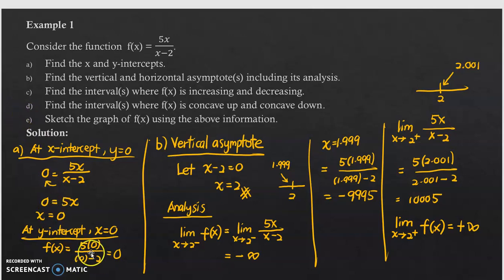Let me try to rewrite the information that we have. A, the intercept is (0, 0). So the x-intercept is 0, and the y-intercept also equals 0. So this is the information from A.